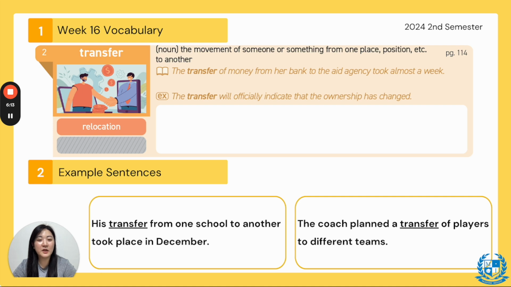Next, it says the coach planned a transfer of players to different teams. So maybe we have a huge team, but we have an A team and a B team, okay? So we have an A team student, maybe transfer over to the B team, and then the B team student will go over and transfer to the A team. Kind of like switching, transfer, moving it along.